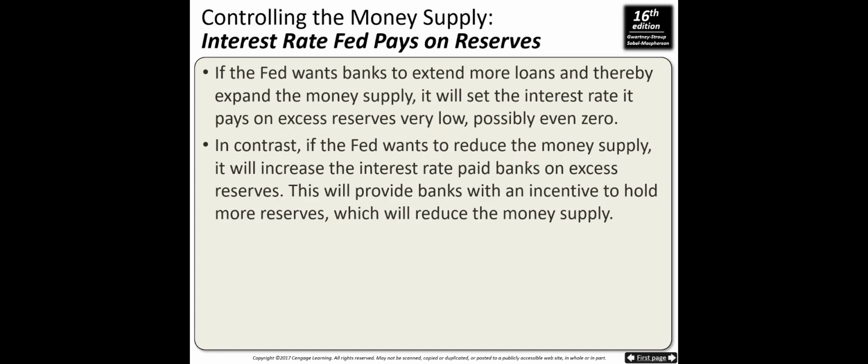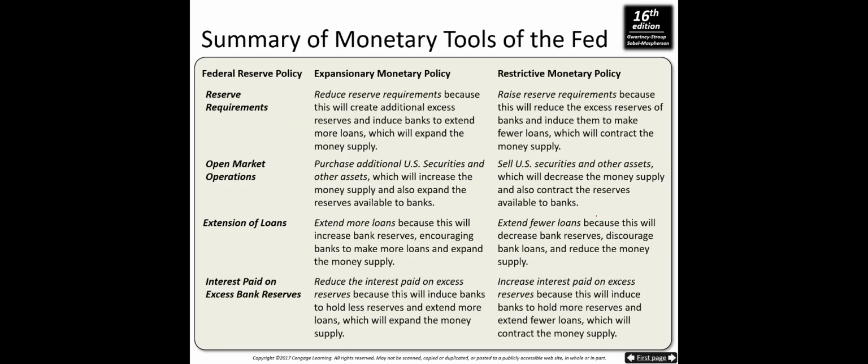If the Fed wants banks to extend more loans and thereby expand the money supply, it will set the interest rate it pays on excess reserves very low, possibly even zero. In contrast, if the Fed wants to reduce the money supply, it will increase the interest rate paid to banks on excess reserves. This will provide banks with an incentive to hold more reserves, which will reduce the money supply. So you can see a summary of the monetary tools of the Fed.